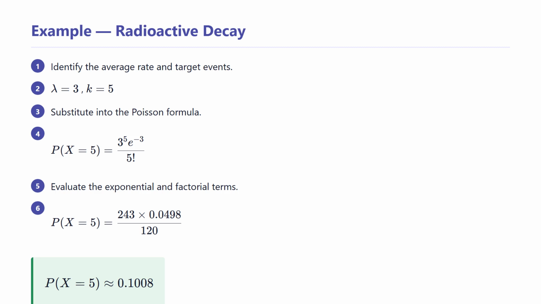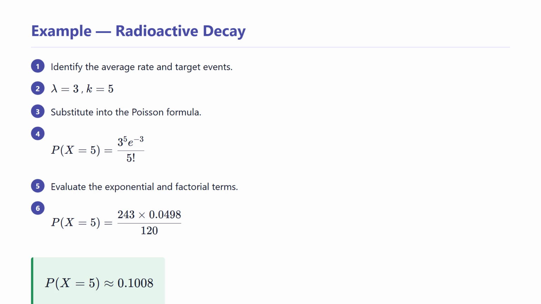Let us apply this to a classic physics problem. A Geiger counter detects an average of 3 alpha particles per minute from a radioactive sample. What is the probability of detecting exactly 5 particles in a randomly chosen minute? We choose the Poisson formula because radioactive decay is a continuous random process with a known average rate. Our average rate, lambda, is 3, and our target, k, is 5. We substitute these into the equation.